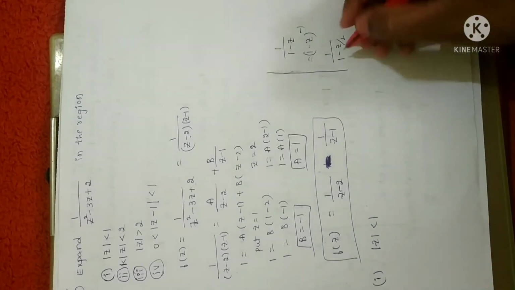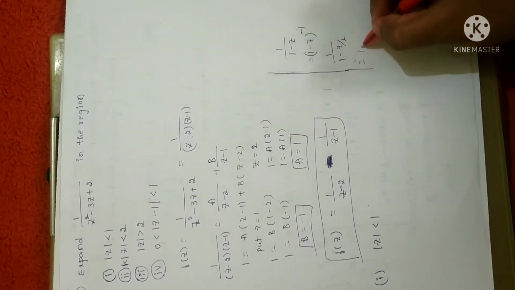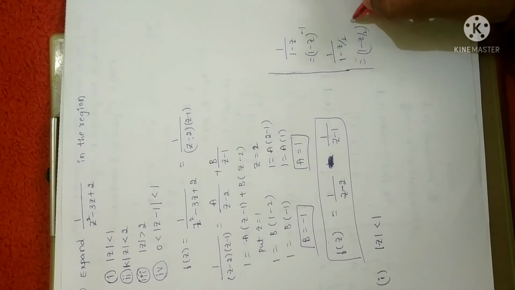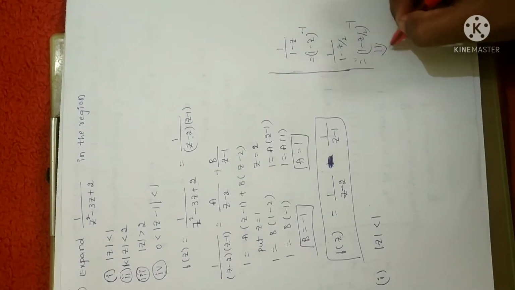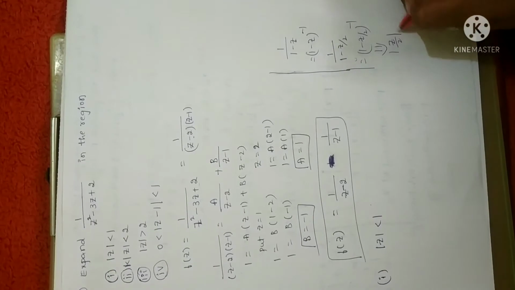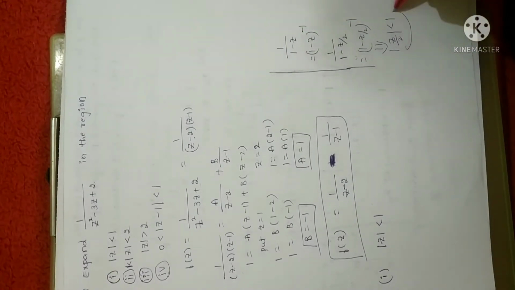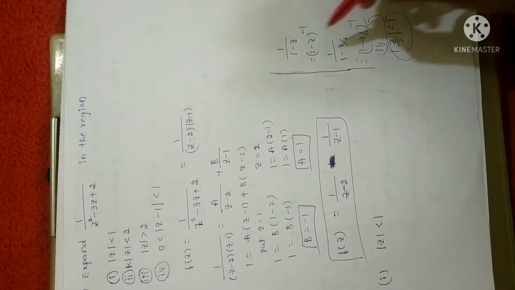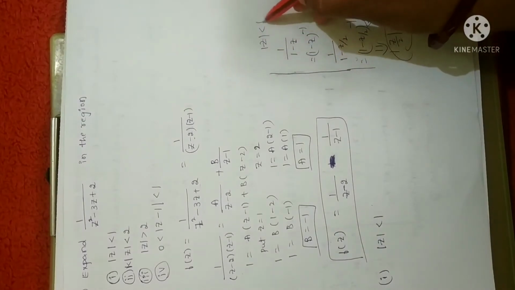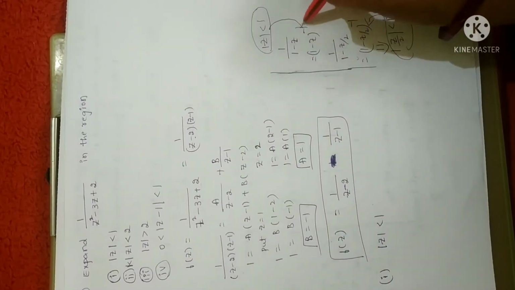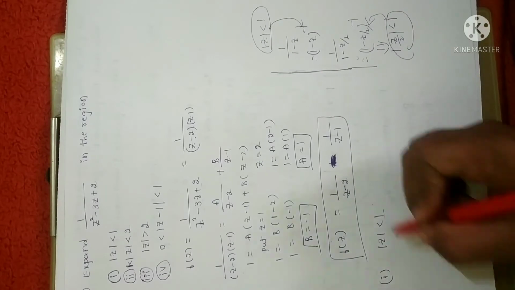I can write this as (1 minus z by 2) whole power of minus 1, only when the given condition is satisfied, such that mod z by 2 is less than 1. If this condition is true, I can write like this. Similarly, if mod z is less than 1 and this condition is true, I can write like this. Clear? So for mod z less than 1, we have to solve.